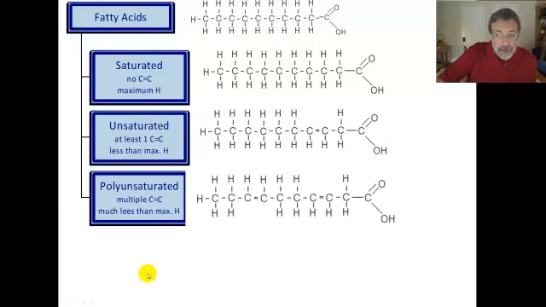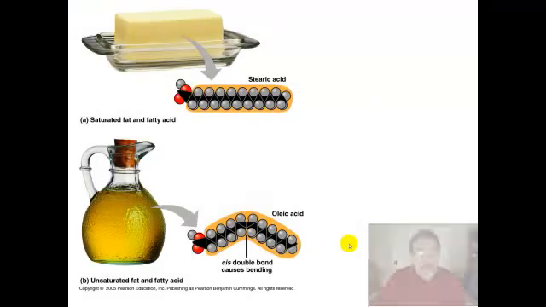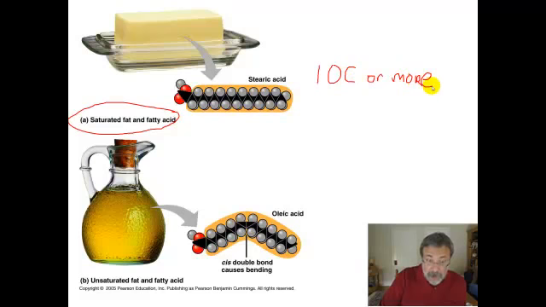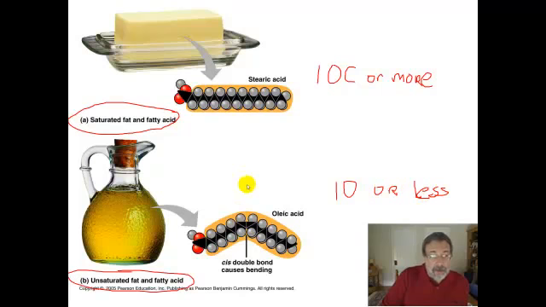Finally, the third type of fatty acid is the polyunsaturated fatty acid, where we have multiple double bonds. To review, saturated fats and fats that are greater than 10 carbons or more are solid at room temperature. In general, unsaturated fatty acids or fats that are 10 carbons or less are liquid at room temperature, and those are what we call oils. Solid fats are what we call fats or waxes.